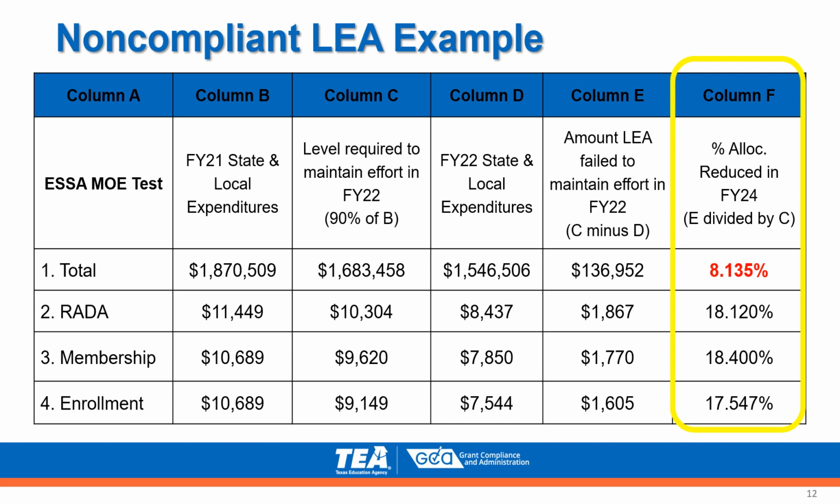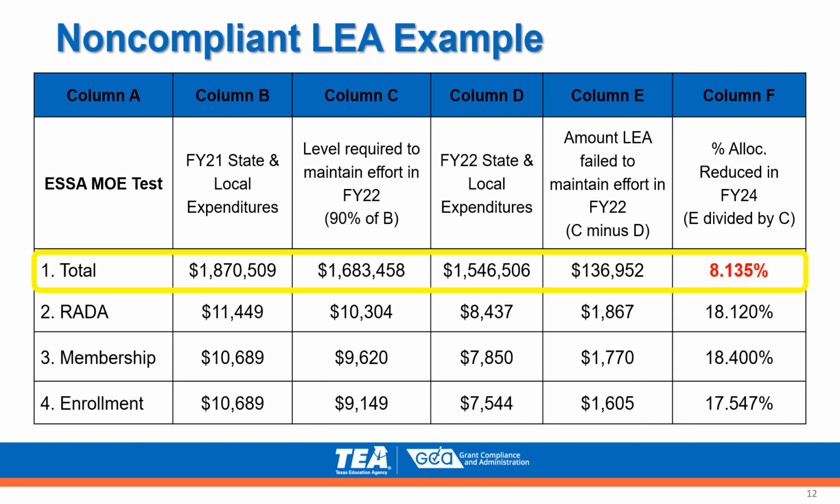Since this LEA is non-compliant, TEA must reduce the amount of funds allocated under ESSA covered programs in exact proportion to the LEA's failure to meet the requirement, using the test that is most favorable to the LEA. In this case, ESSA MOE Test 1, total state and local expenditures with the allocation reduction percentage of 8.135% would be the most favorable reduction for this LEA.